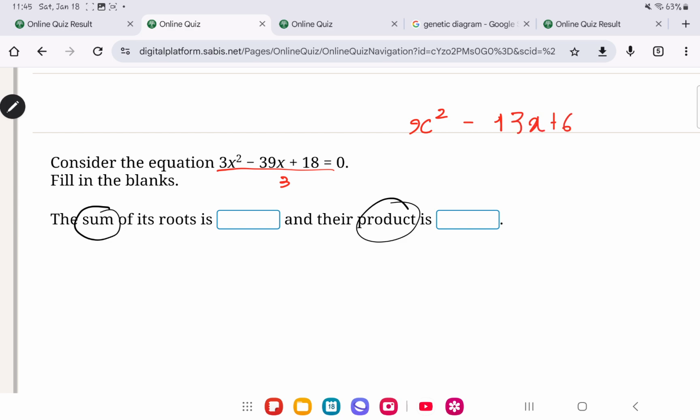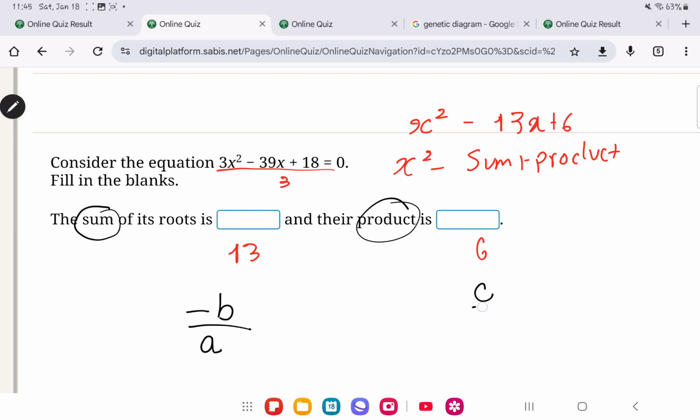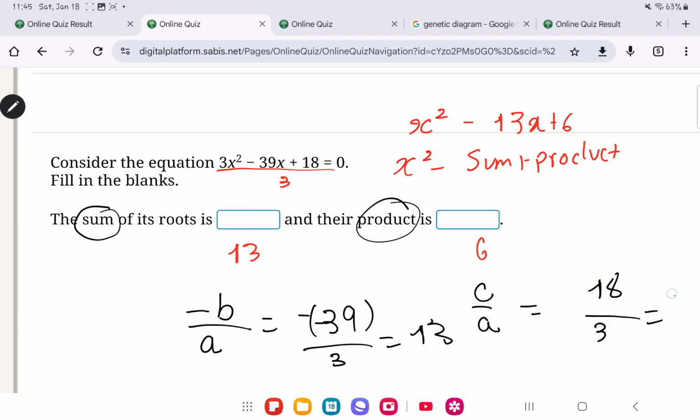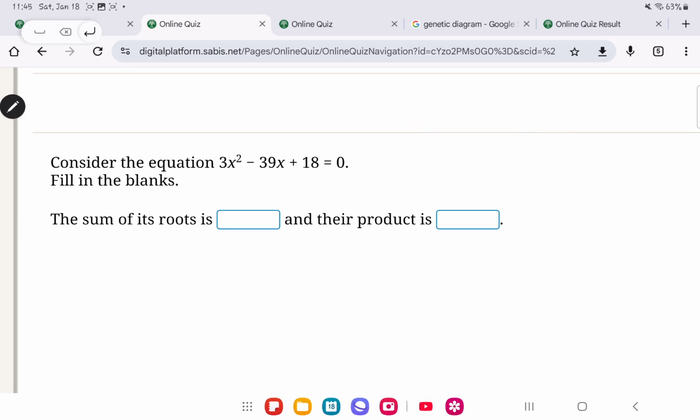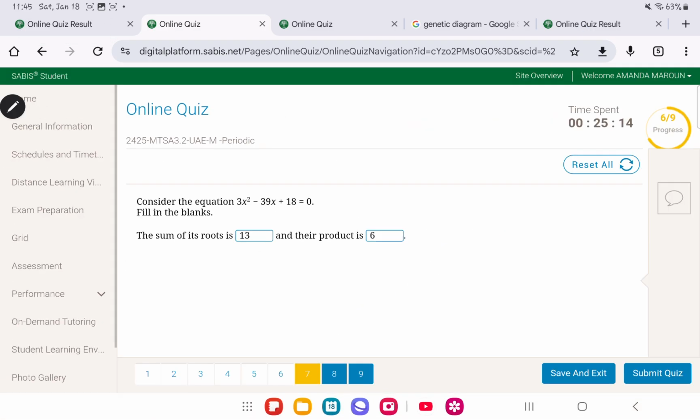13x plus 6. So we know their sum is going to be 13 because the rule is what? X squared minus sum plus product. So 13, and their product is going to be 6. Or you can do it another way by saying that the sum is minus b over a and the product is c over a. So it's going to be minus 39 divided by 3, and then 18 divided by 3, which will give us 13 and 6. So either way, you're going to get 13 and 6.